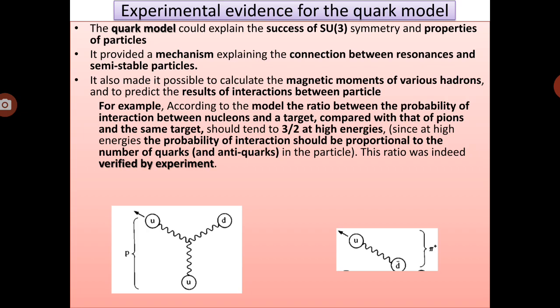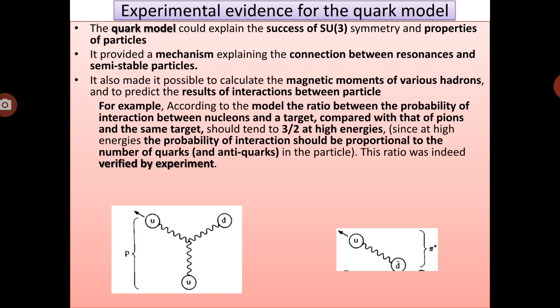Now we are going to the experimental evidence for the Quark model. After that we will discuss colors, then quantum chromodynamics, and finally we will discuss the gluons as well.